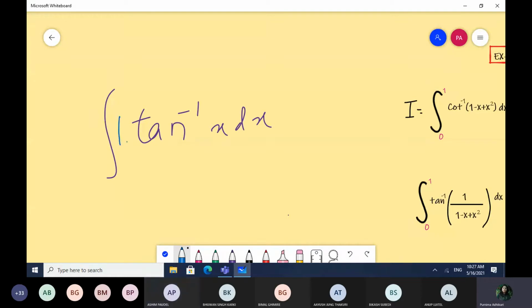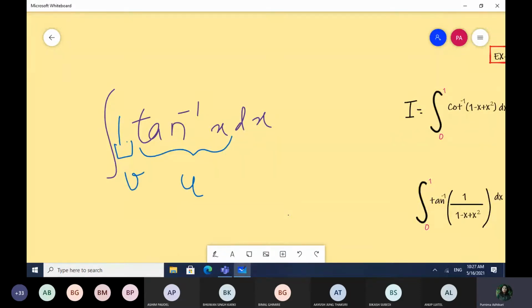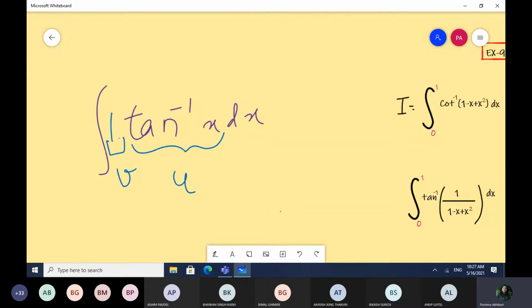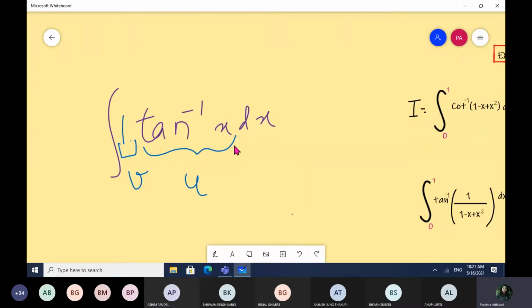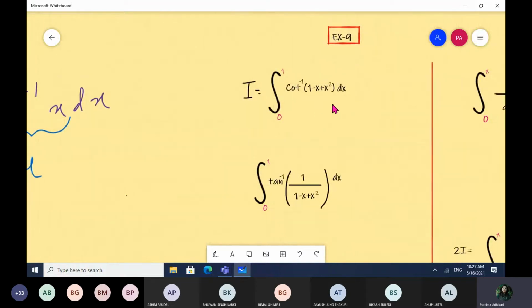We can write it this way: 1 into tan inverse of x, and we say that this tan inverse of x is your first function u, and this 1 is your second function v. By parts, we will discuss it later. This is how we deal with a trigonometric inverse function. But here there is one problem: its angle is very complicated, 1 minus x plus x square. So we are going to simplify this expression first, and then we can apply the by parts rule.